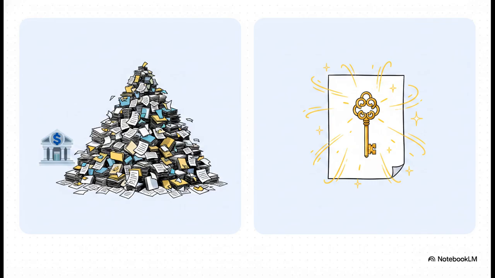But then, look at the low-doc approach. Zero financial statements required. No way, right? Instead, the magic key is simply a verified accountant's letter. Just one formal letter from the client's accountant that officially confirms their income and their ability to service the loan. That is the massive difference between bureaucratic exhaustion and streamlined efficiency.